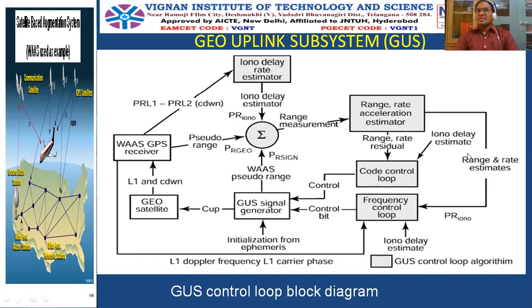So the ionospheric delay estimation is done here, and the same range and rate estimate will be given to the frequency control loop. Range and rate estimates will be fed to the frequency control loop. Range and rate residue is fed to the control loop, and these two will be serving the GUS signal generator, which will provide an adequate WAAS pseudo range. Of course, these all are estimated in the mixer, and the residue will be taken as the range measurement.